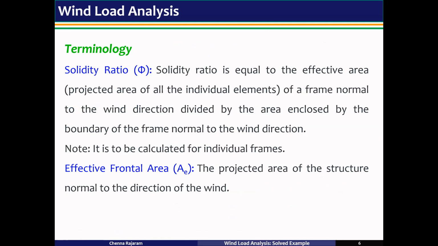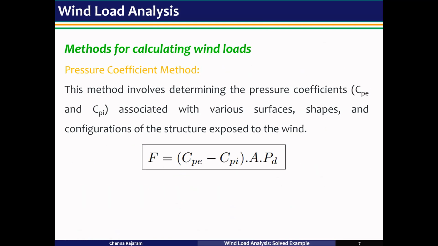Solidity ratio is equal to the effective area, that is the projected area of all individual elements of a frame normal to the wind direction, divided by the area enclosed by the boundary of the frame normal to the wind direction. It is to be calculated for individual frames. Effective frontal area is the projected area of the structure normal to the direction of the wind.